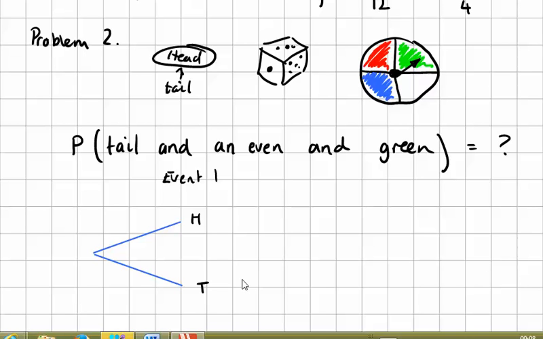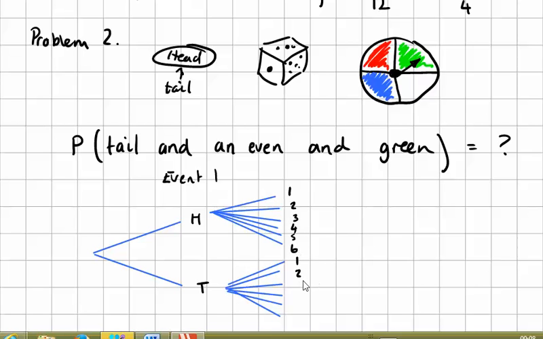I could have got a 1, a 2, a 3, a 4, a 5, or a 6. So don't draw this yet. What I could do is have 1, 2, 3, 4, 5, 6 branches, and then I would need the same 6 branches here. Can you explain why I need 6 on both, Hannah? Because right now we're working out the possibility of a tail and even and a green.